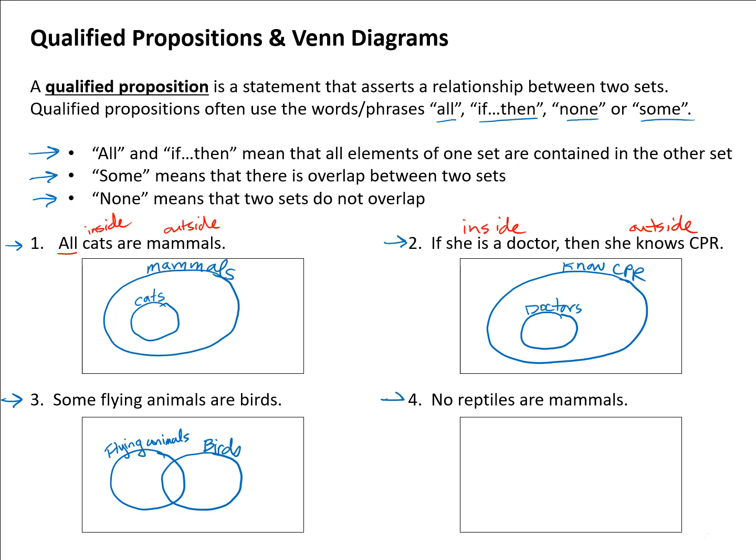The word none or no means the two sets do not overlap at all. So our final example on this slide, no reptiles are mammals, that means that these two sets are totally distinct. Reptiles is a separate set entirely from mammals. We don't have any overlap between reptiles and mammals. So they are two distinct sets in our Venn diagrams.